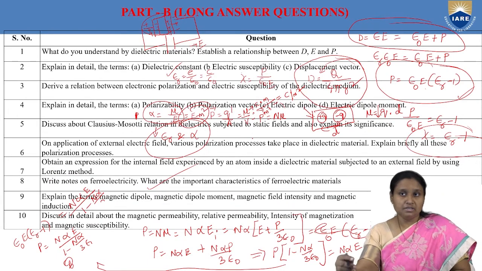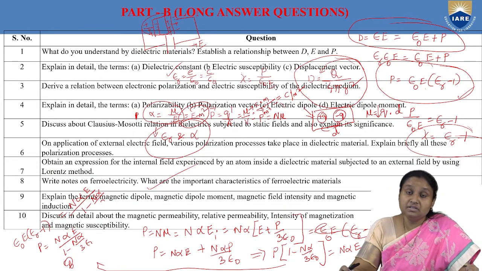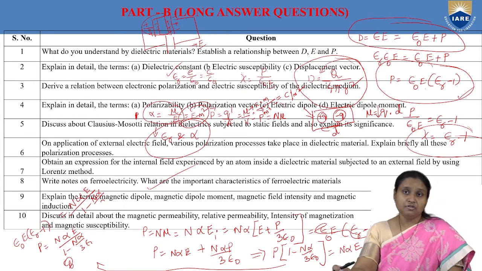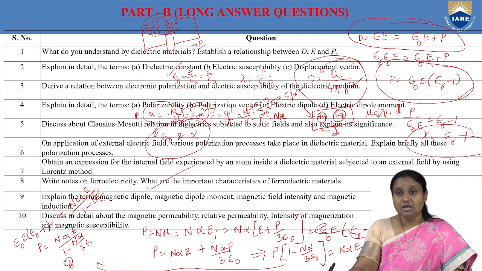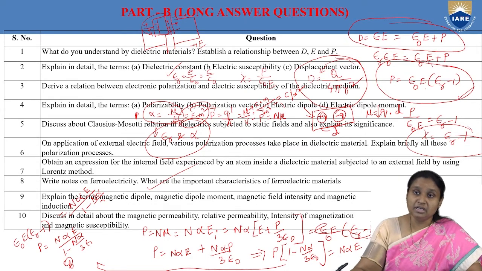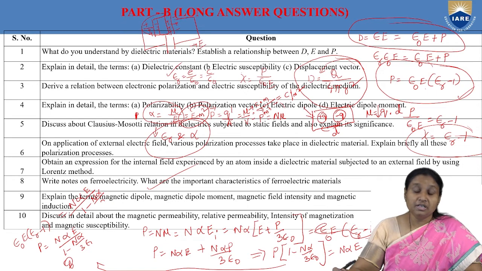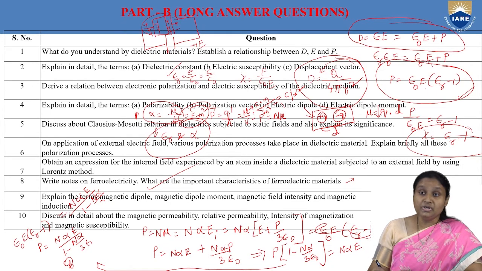Ferroelectric materials are dielectric materials which possess spontaneous polarization. The spontaneous polarization of ferroelectric materials decreases with increase of temperature. There exists one temperature called the Curie temperature, at which a ferroelectric material gets converted to a paraelectric material. And these ferroelectric materials obey the Curie-Weiss law.